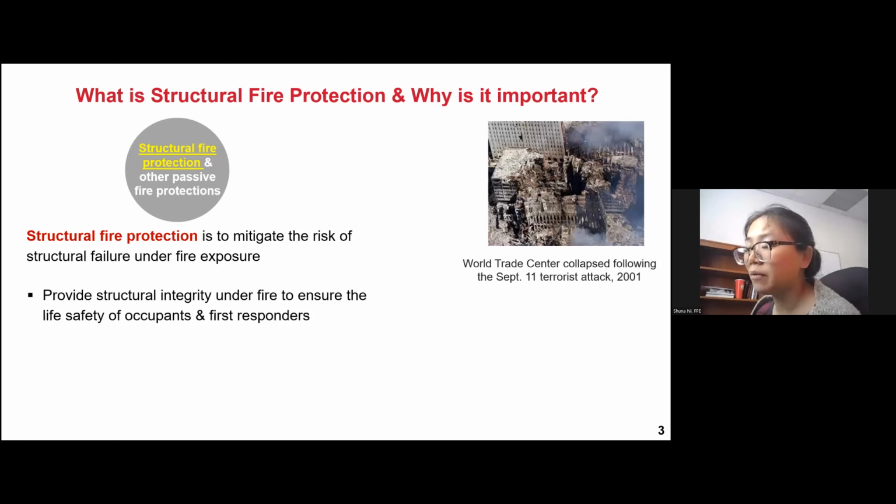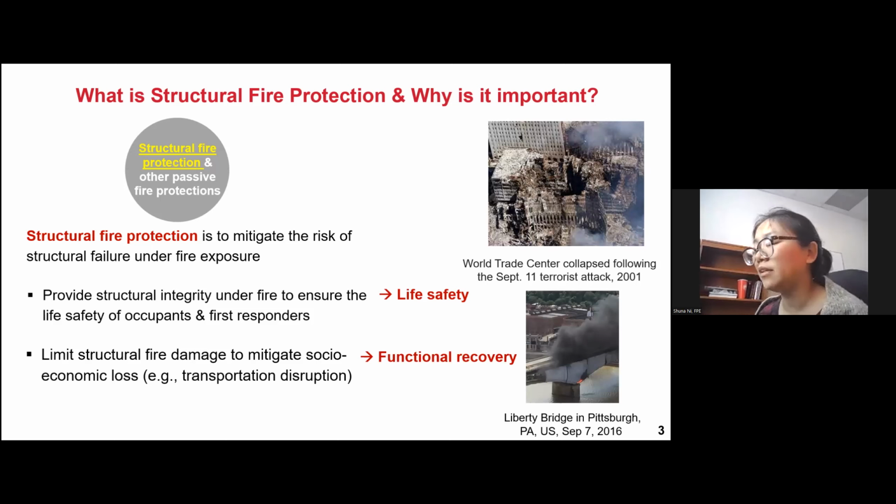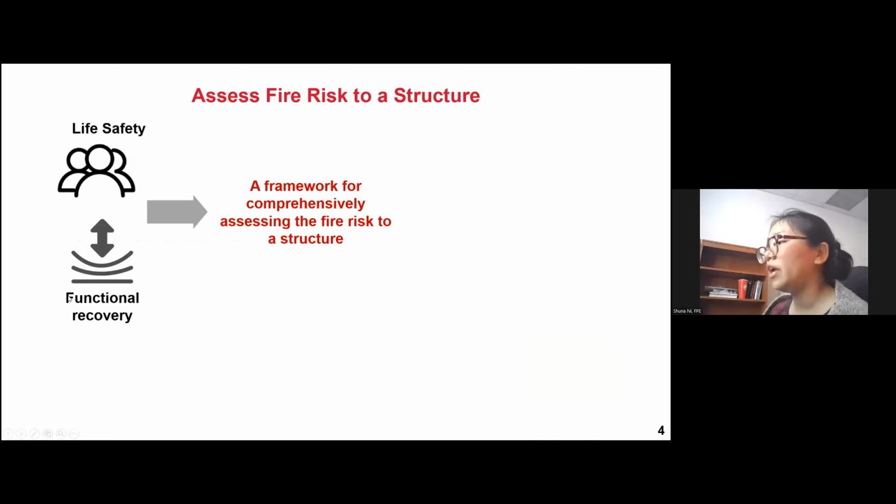For one thing, it provides structural integrity under fire to ensure the life safety of occupants and first responders. For another, structural fire protection limits the structural fire damage to mitigate the socio-economic loss when a building or other type of structure is damaged by fire. In summary, structural fire protection has two main functions: one is to promote life safety, and the other is to help the functional recovery of our building structures.